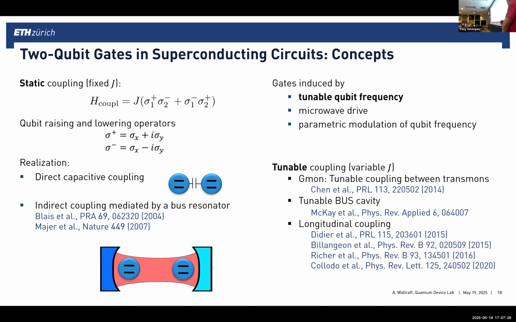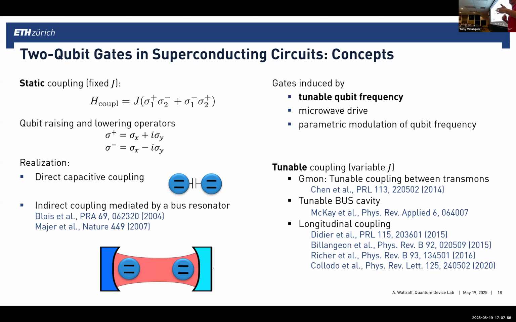And here's a few references for these different tunable coupler approaches. But I'll talk about these static couplers, and the state-of-the-art tunable couplers, for example, those that are used by Google. The nice thing about those is that you can dynamically tune the size of this coupling strength J, so the speed at which qubits exchange the excitation with each other.